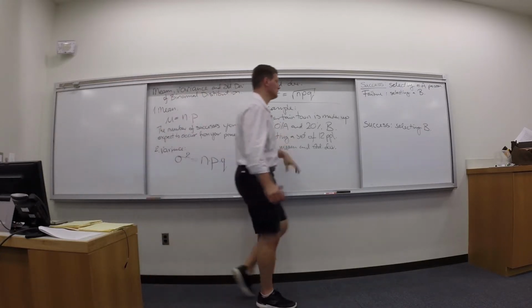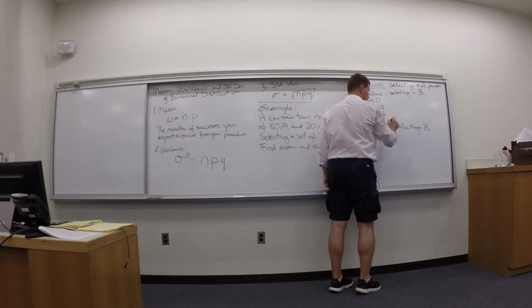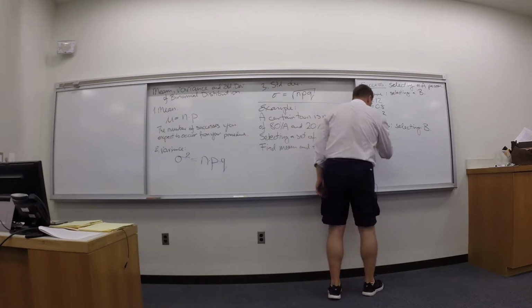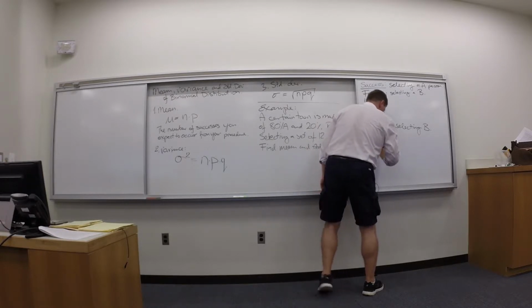In this case, my n is equal to 12, my p is equal to 80%, and my q is equal to 20%.